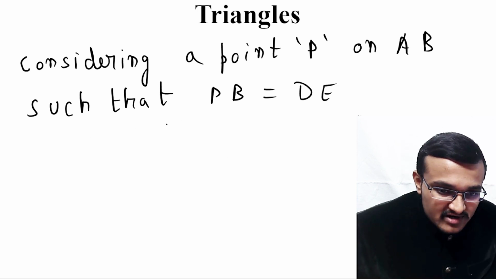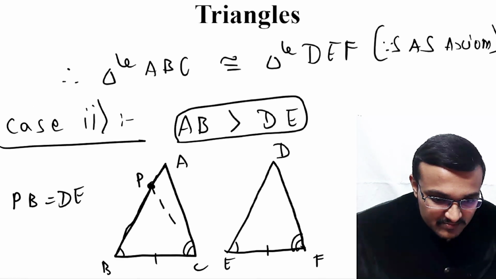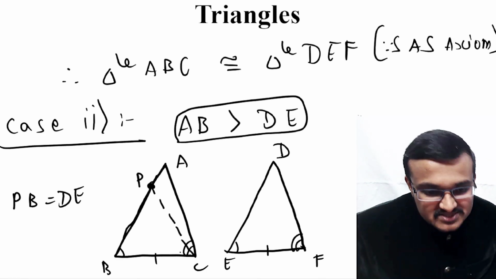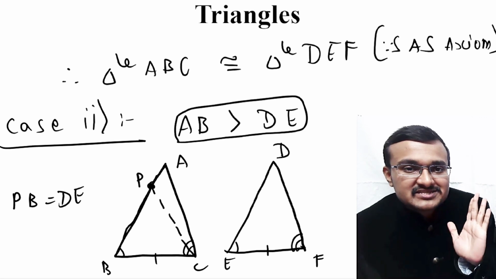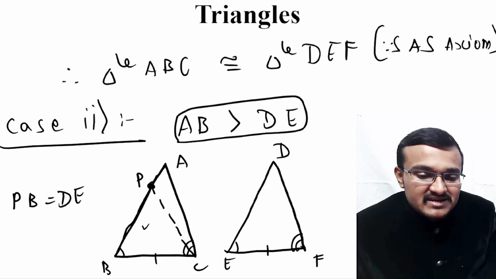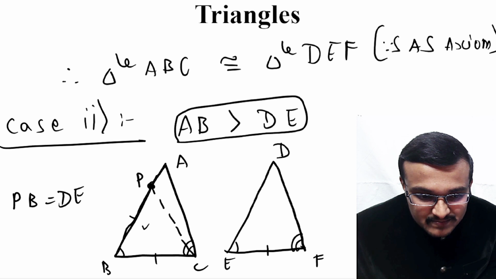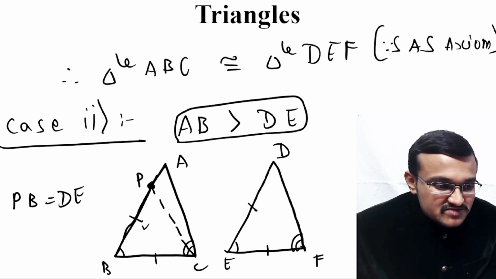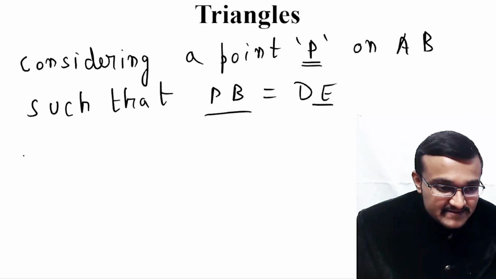So here we'll draw one imaginary line from this particular point P to C. So here we are forming one more triangle inside ABC triangle, that is PCB. So we are getting one PCB triangle. Since this particular PB is equal to DE, because here we have taken point P in such a way that PB is equal to DE.